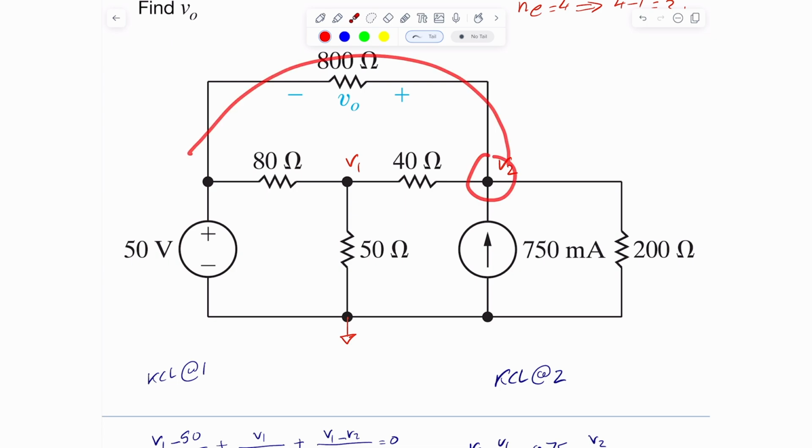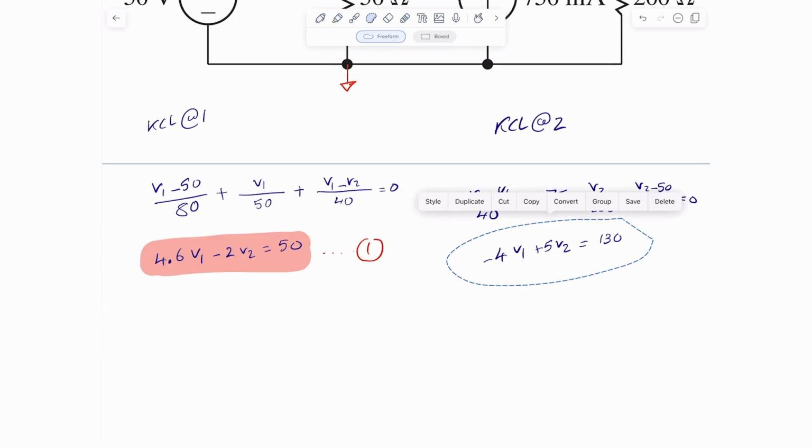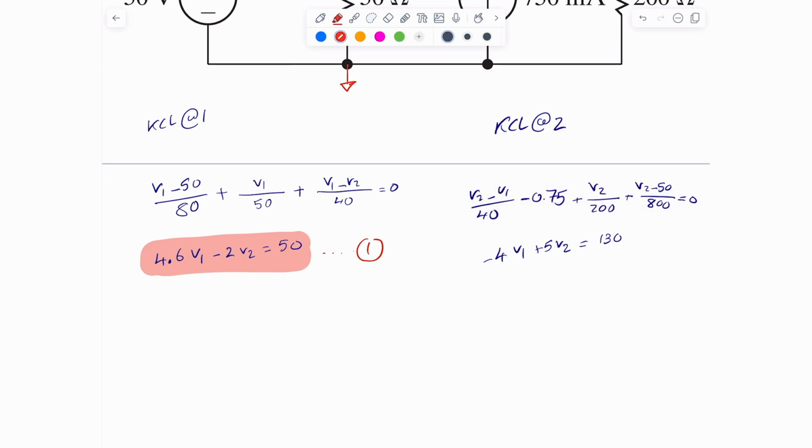So it's V2 minus the 50 volts that we have divided by 800, plus V2 minus 50 divided by 800, and that equals 0. We clean up this equation a little bit, and that equation will be simply negative 4V1 plus 5V2 equals 130. And so that's the second equation.